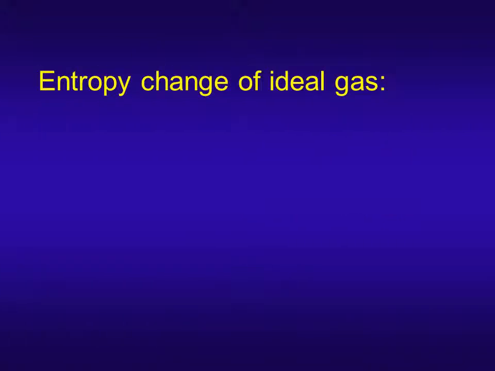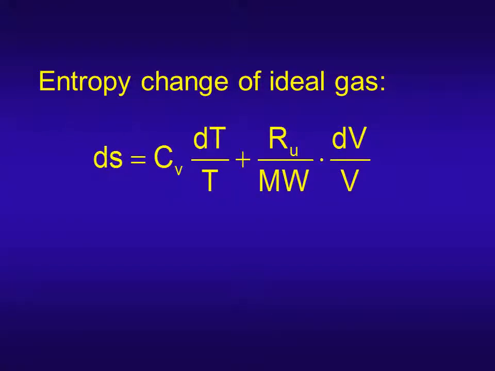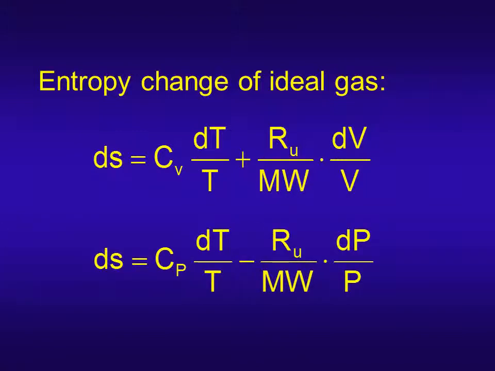Let's talk first about the entropy change of an ideal gas. We have, for an ideal gas, ds equals Cv dT over T plus R over the molecular weight times dV over V. So we've written it as a function of two other properties, in this case dT and dV. And if you know Cv, you can calculate this for an ideal gas, Cv and the molecular weight, of course.